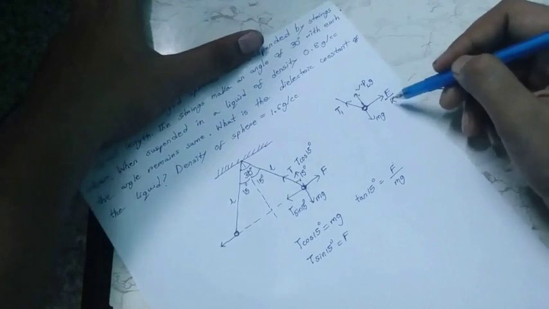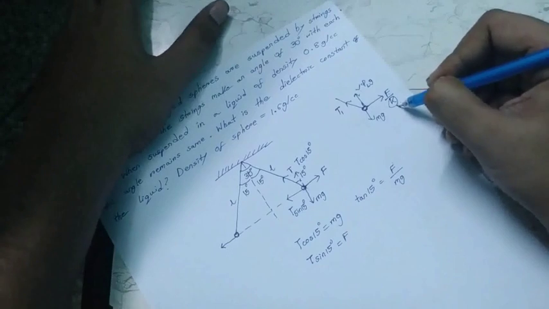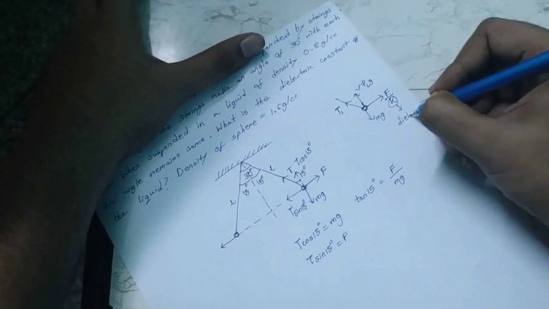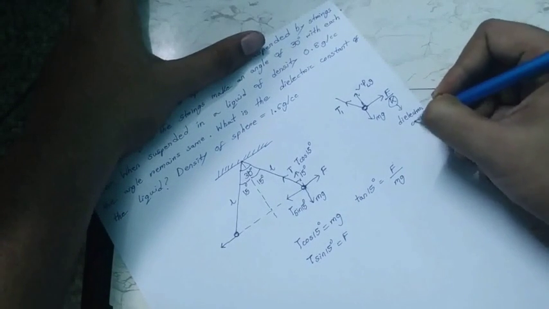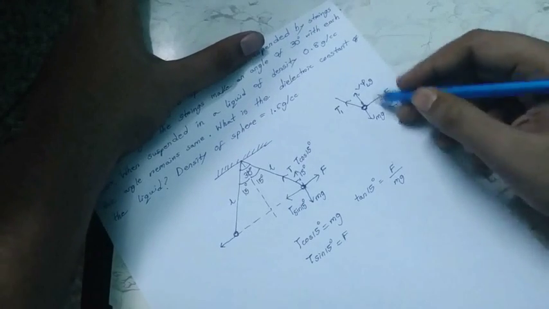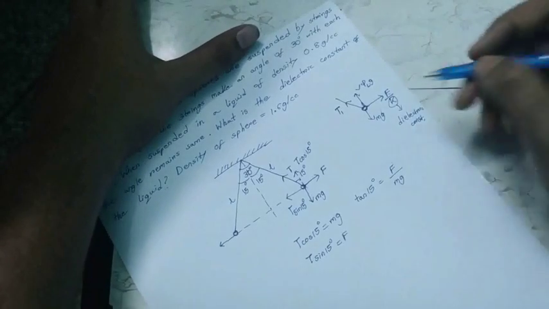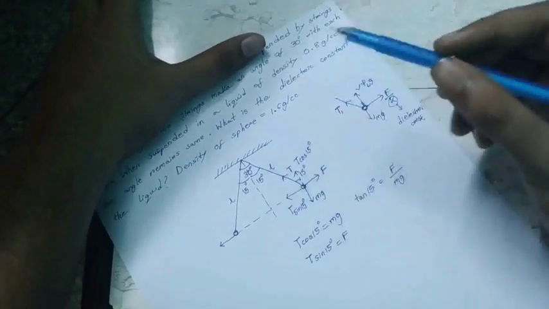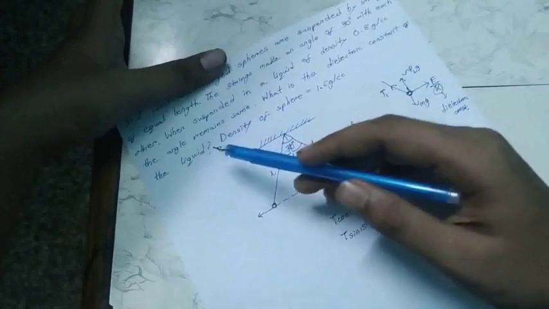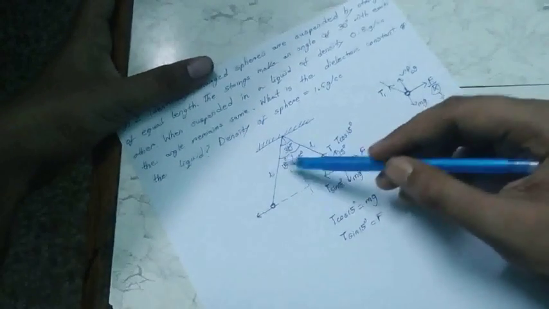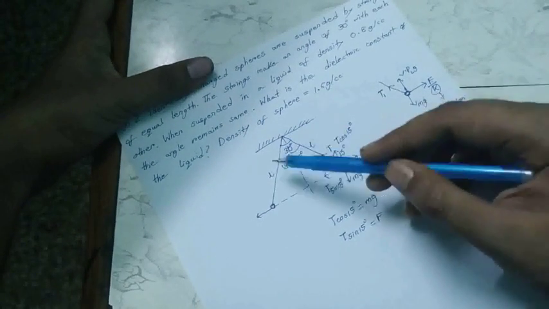So we also denote dielectric constant by K. This is the dielectric constant of the liquid. So the force on the sphere will be F by K when immersed in the liquid, and we have to find out the value of K. And it is also told in the problem that the angle between the strings remains 30 degrees when they are in equilibrium.